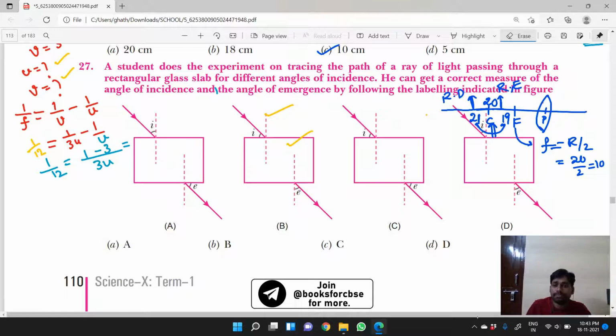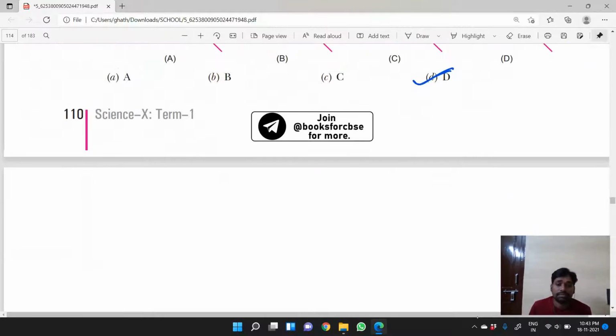So if you see here, the angle of incidence is taken with respect to the normal, correct? But here it is wrong because it is measured with the surface. Here they measured the angle of emergence with the normal, but here they measured it with the surface. It is wrong. Here it is with the surface, and this is also with the surface. This is also wrong. So the answer is this one, which is correct. So D is the appropriate answer, or I can say the exact answer for that question.